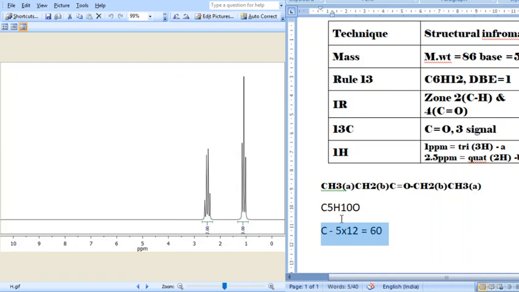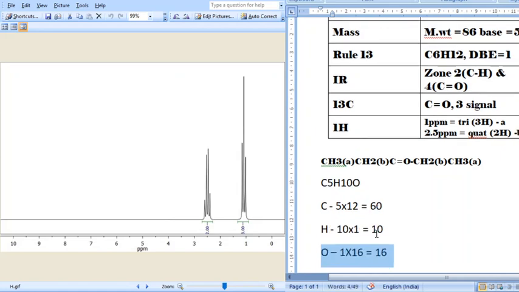There are 5 carbons, and it is multiplied by its atomic weight, it is 60. There are 10 hydrogens, that is 10. There is 1 oxygen, that is equal to 16. If you calculate the total, it comes to around 86, which exactly matches the molecular weight of the compound, and therefore as far as molecular weight is concerned, it is correct.